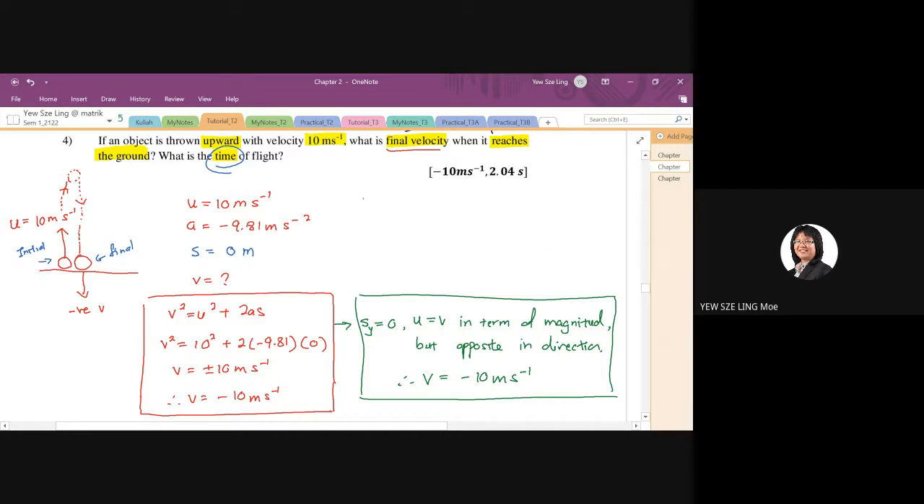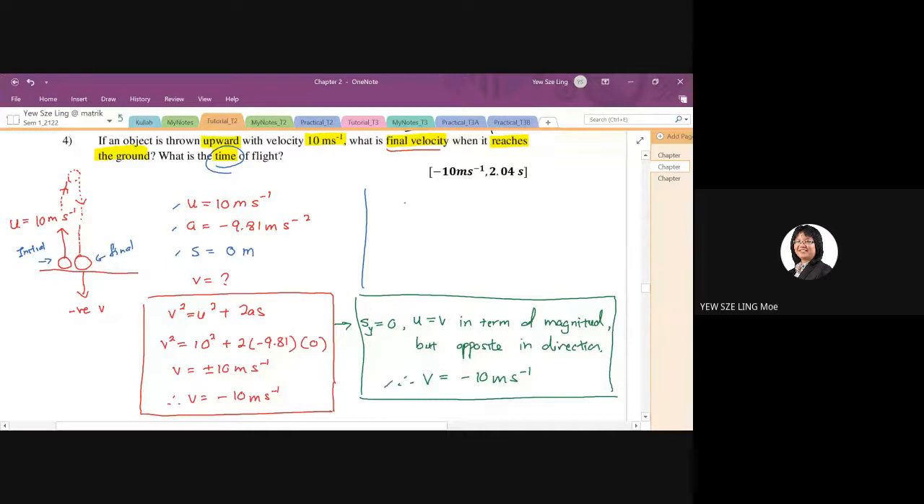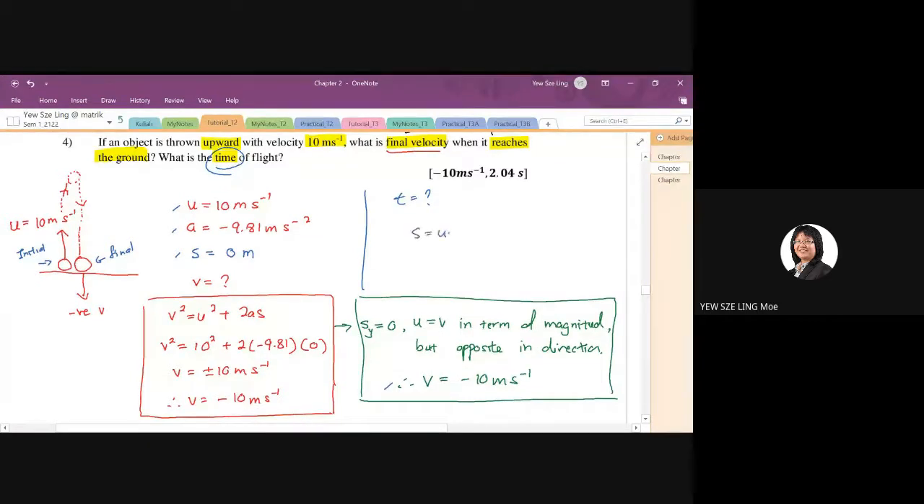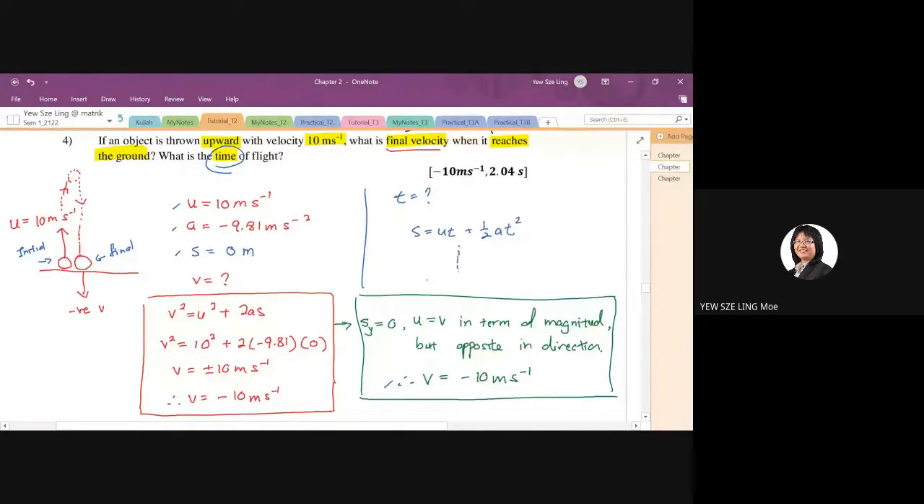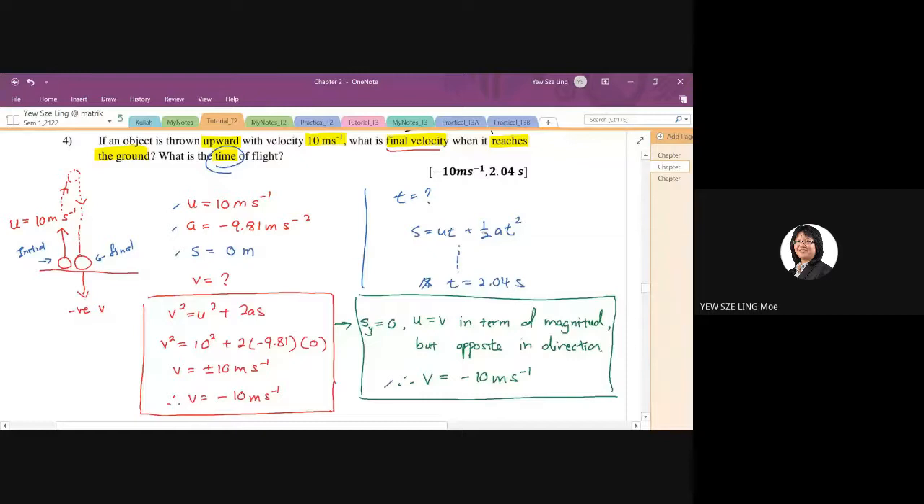So in this case, what can we do? We still have u, a, s, and now we know v is negative 10. So basically, you can apply any equation to find t. Let's say I have u, a, s, and I want to find t. So s equals ut plus 1/2 at squared. Then you do the substitution, and eventually you're going to get t equals 2.04 seconds. Make sure you do the substitution, because substitution is worth 1 mark. Substitution 1 mark, final answer 1 mark.